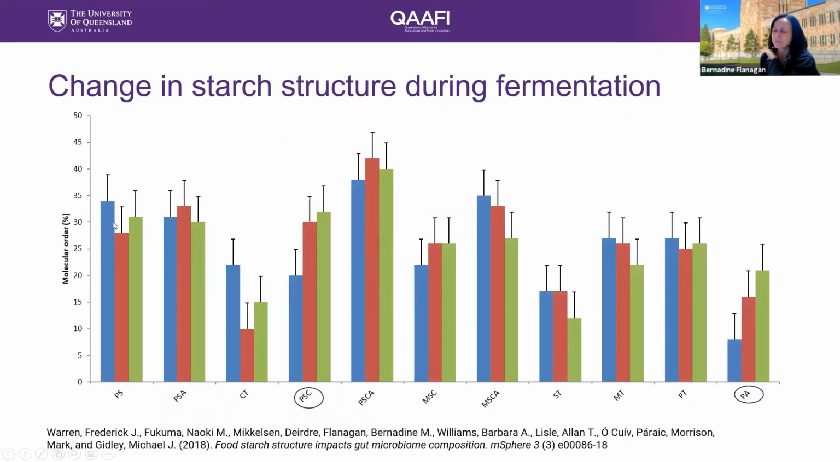And we found the molecular order before and after fermentation. What we found is there's no significant difference in the amount of order in these starches, so the ordered and the amorphous are being fermented at the same rate. The only time you see differences is in this cooked and cooled potato starch and for this pasta. So generally they attack the crystalline and amorphous starch equally efficiently.